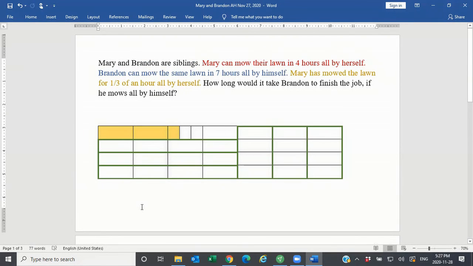So we know it would take Brandon 6 hours and 25 minutes to mow the lawn, and we'll write that. Would take Brandon 6 hours and 25 minutes to finish mowing the lawn. So by mowing for 1/3 of an hour, we know that Mary has saved Brandon 35 minutes of work. And we also finished doing the question. Here's our answer.